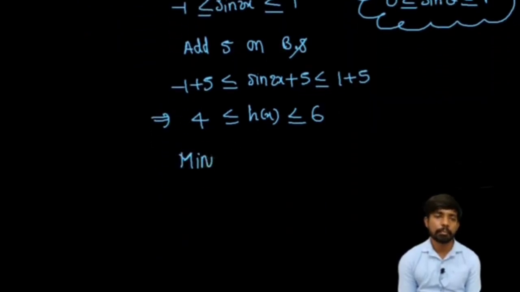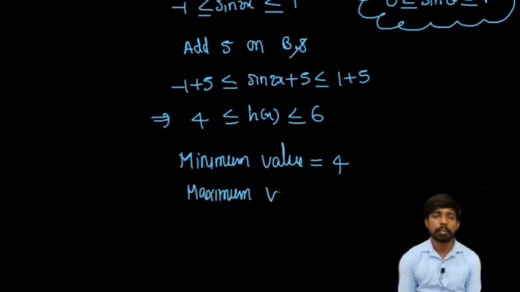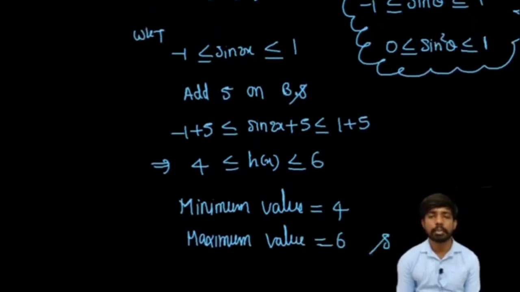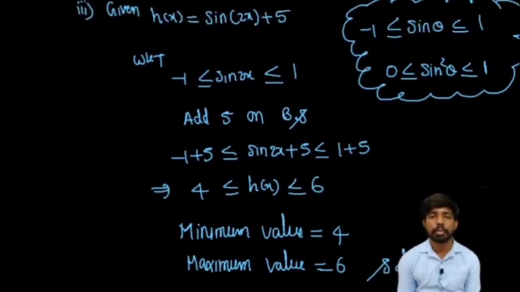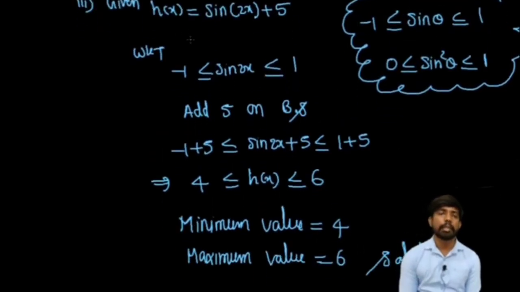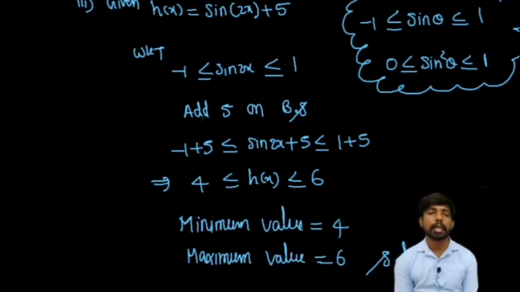So the minimum value is equal to 4, and the maximum value is equal to 6. That's all. This is the solution for the given question. Given function here, sine 2x has range from minus 1 to plus 1, hence adding 5 on both sides you get the minimum value and maximum value. That's all. This is the solution.